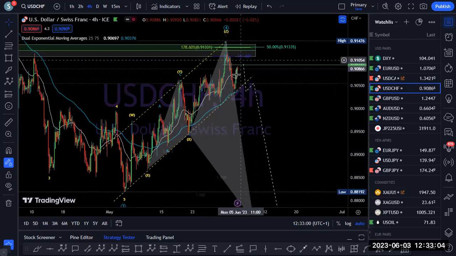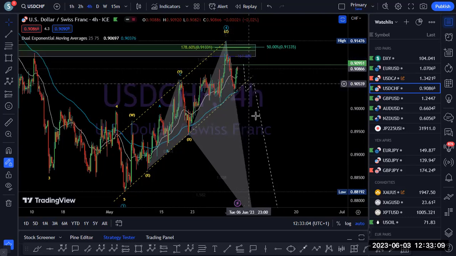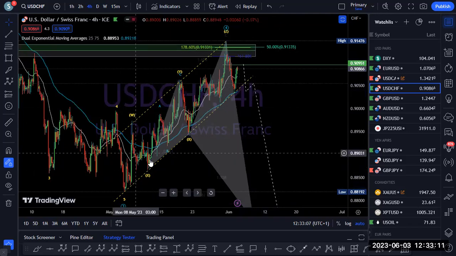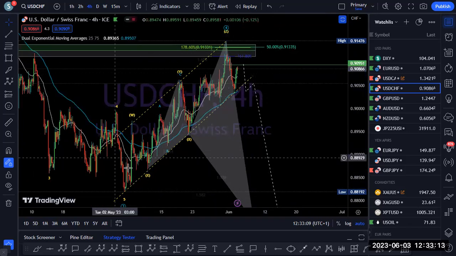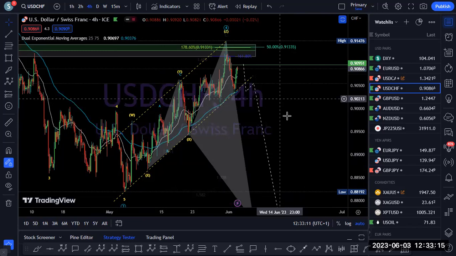I still look for a selling setup around here, whether it will reverse or go higher before selling, but it is still selling. I don't have to buy after all this move. This move is a corrective pattern. Okay, that's for USD CHF.